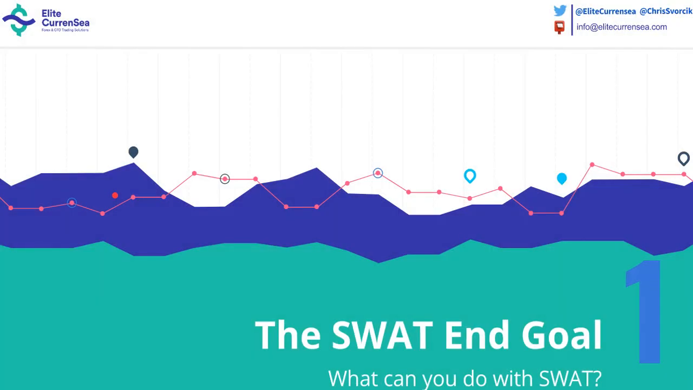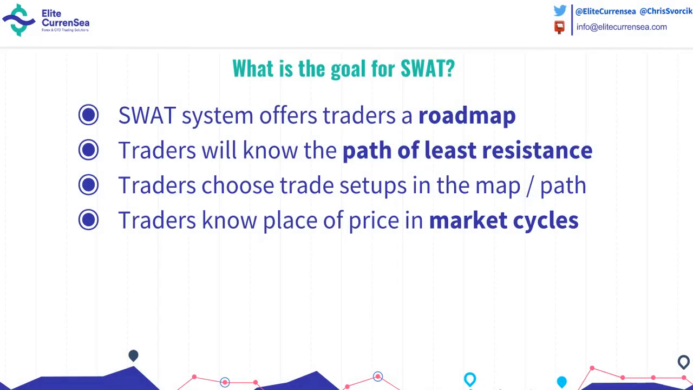All right, so first of all, what is the end goal and what can you do with SWAT? Basically, SWAT is a system that offers traders a roadmap. There are different setups that can be traded within the roadmap. So it is not one system, it is more a methodology, a vision of how to understand, analyze, and view the charts. Within that roadmap, we can choose different setups.